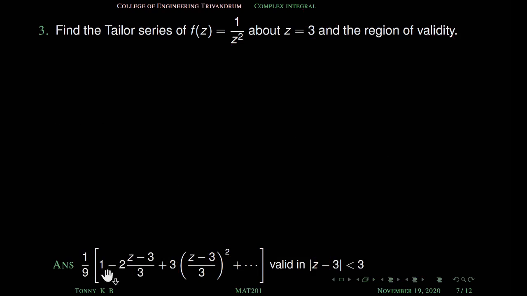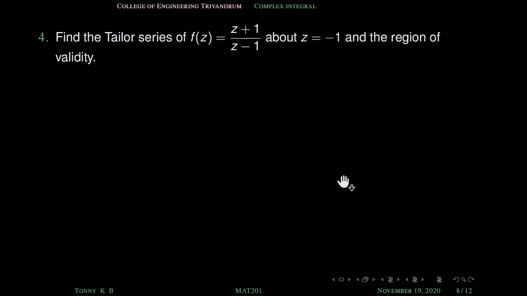Yes, so this is our series expansion and it is valid in mod z minus 3 is less than 3. We can find this region of validity in two ways. Either using our direct definition of region of validity, the biggest open disk centered at z0 such that our function is analytic, or using the standard Maclaurin series and its region of validity.